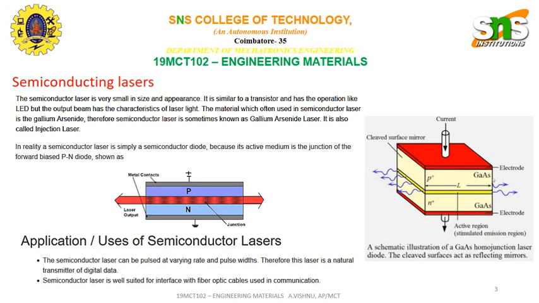In reality, a semiconductor laser is a simple semiconductor diode because its active medium is the junction of a forward biased PN diode, as shown in the image in the PPT. And also I have pictured a schematic illustration of a gallium arsenide homojunction laser diode. The cleaved surface acts as a reflection mirror where the beam ejects from the diode.